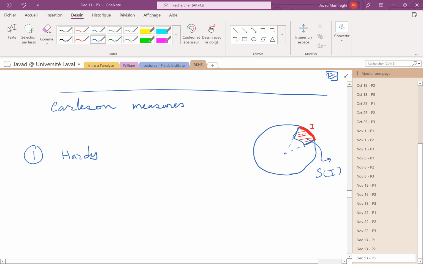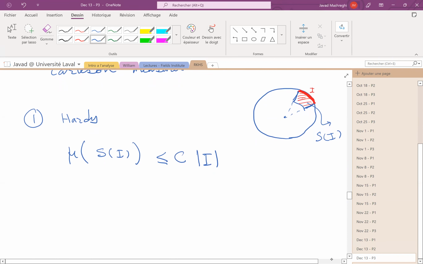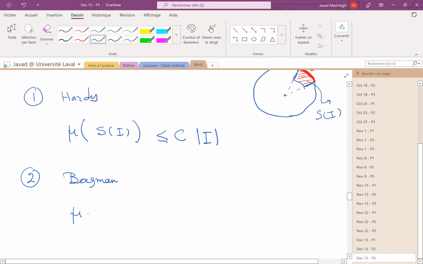For Hardy spaces, that's a result of Carlson, and it says that the measure is a Carlson measure if and only if the measure of this box is controlled by a constant times the length of the boundary arc. Very nice geometric characterization. And for the Bergman space, it's by Hastings, who showed that it is very similar, except that we need a square here.